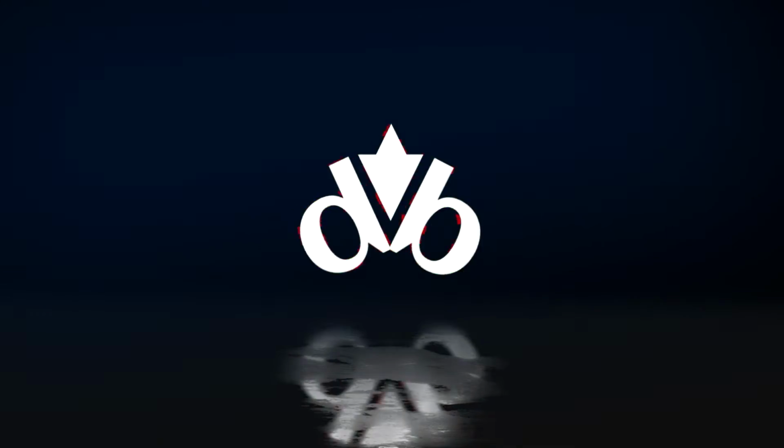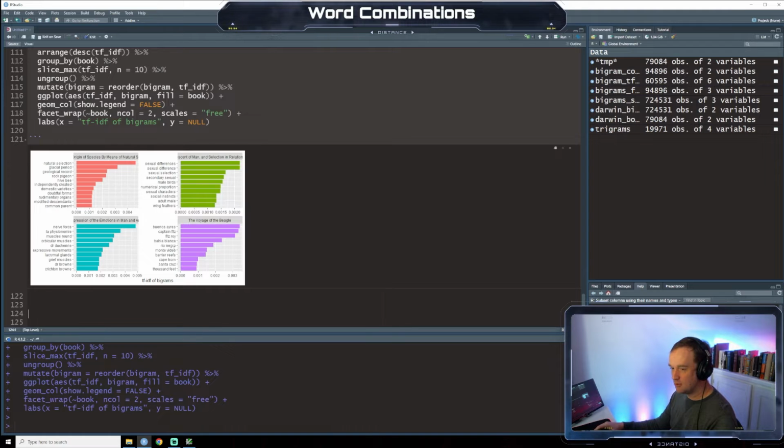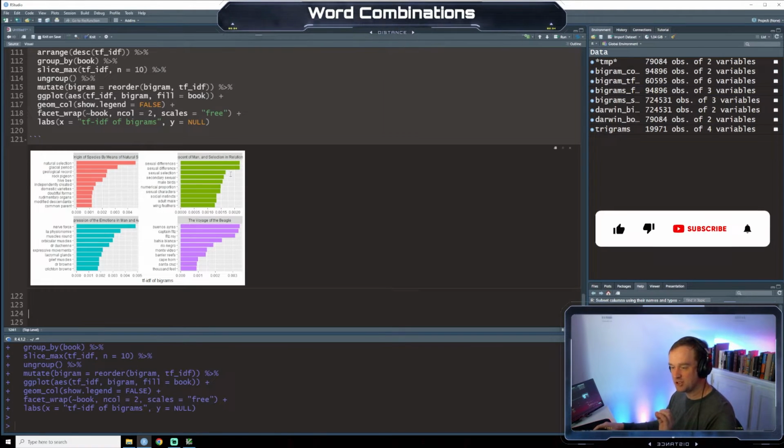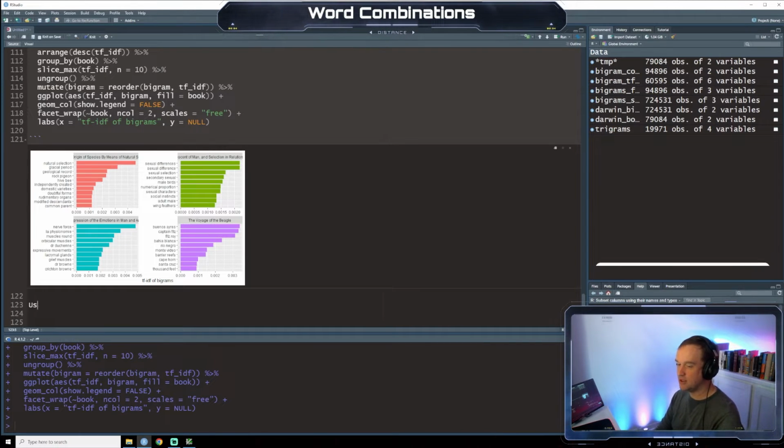Okay, so where we left off, we did the bigrams, we mapped them, and we used stop words and TF-IDF, so we could predict which word combinations were specific to each text, to give us an idea of what makes that text or what it's about. So now we can use bigrams to provide context in sentiment analysis.